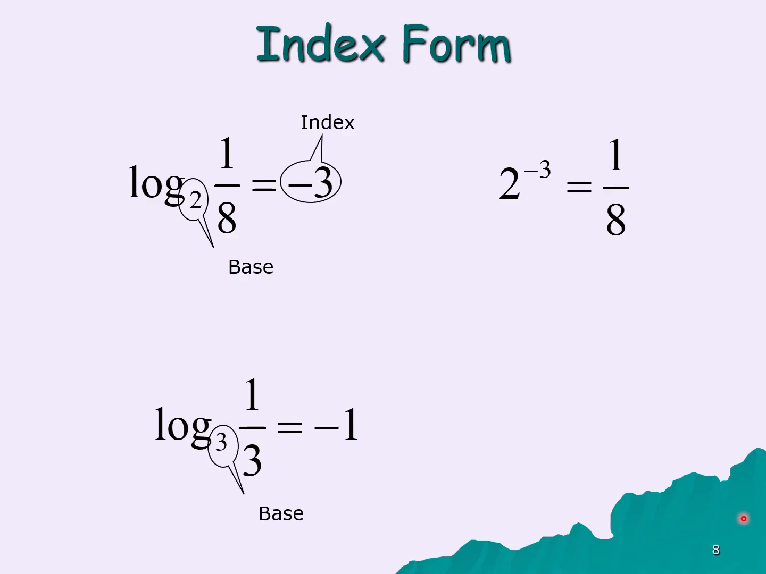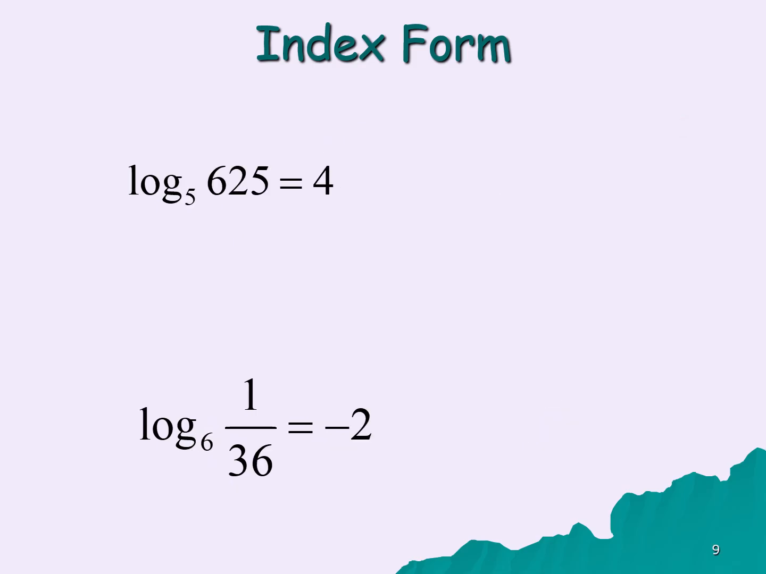Again, what is the base? And then I look for the index. When I rewrite it to index form, it is simply 3 to the power of -1, and this is equal to 1/3. So are you able to convert these two log forms into index form?